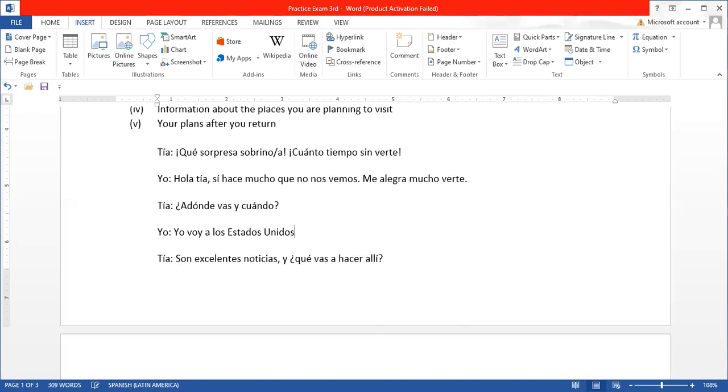And maybe you are going to include, well, yo voy a los Estados Unidos. And she wants to know cuándo. Then you are going to be specific about the date. Remember how you are going to refer to the date in Spanish.